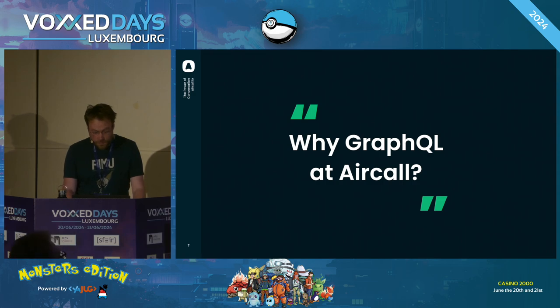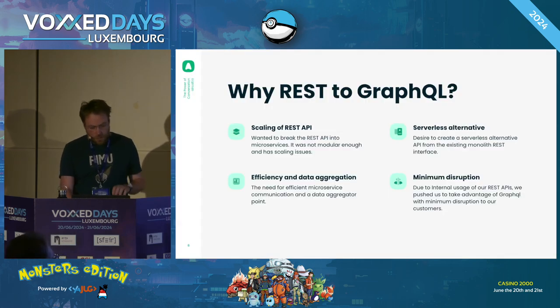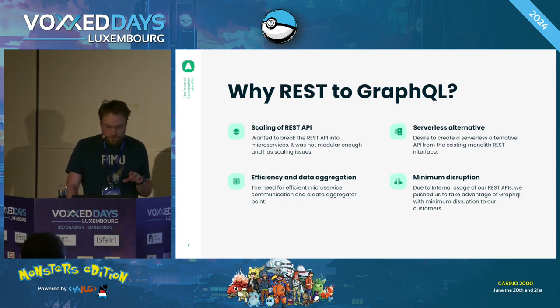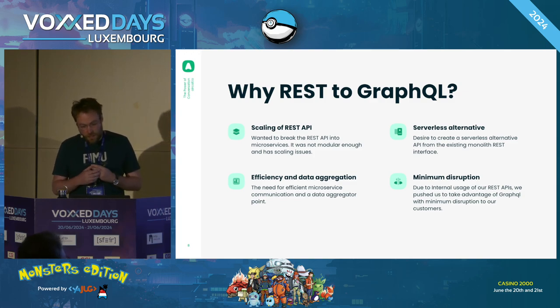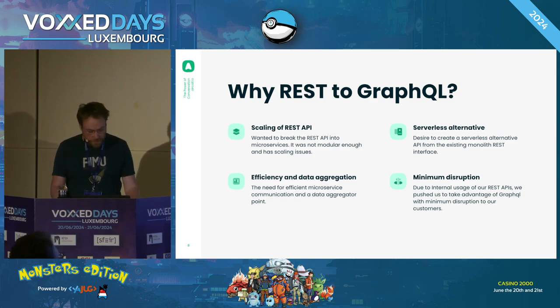OK, so why did we move to GraphQL at AirCall? We experienced some, not issues, but limitations with our REST API. There were some scaling issues. We wanted to break our big monolith into some microservices, but it was not modular enough and had some scaling issues. And we wanted to go to a serverless alternative, and our stack mainly relies on AWS at AirCall, so we want to use a lot of serverless things, and we wanted to find this alternative for our REST API.